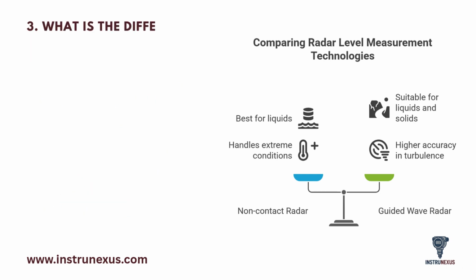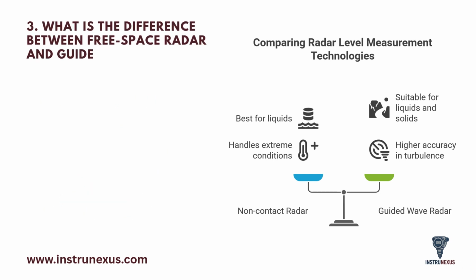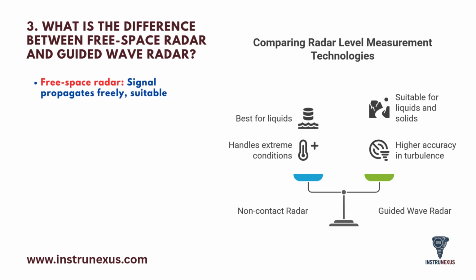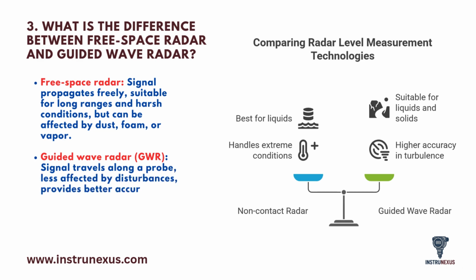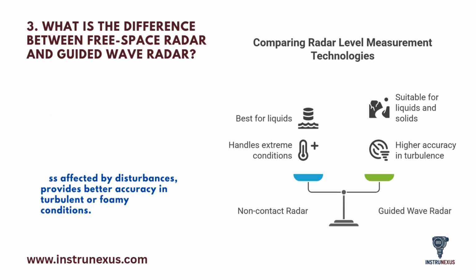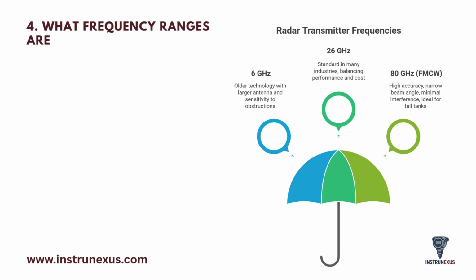What is the difference between free space radar and guided wave radar? Free space radar: signal propagates freely, suitable for long ranges and harsh conditions, but can be affected by dust, foam, or vapor. Guided wave radar, GWR: signal travels along a probe, less affected by disturbances, provides better accuracy in turbulent or foamy conditions.